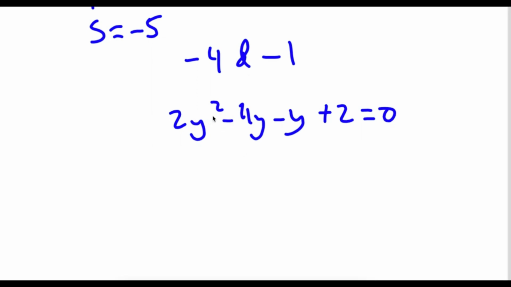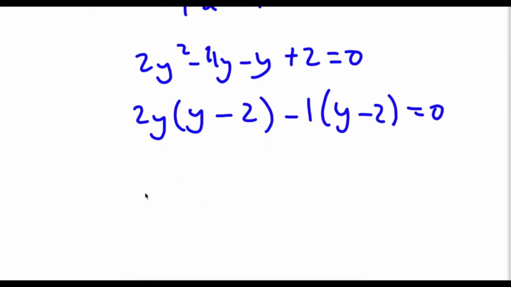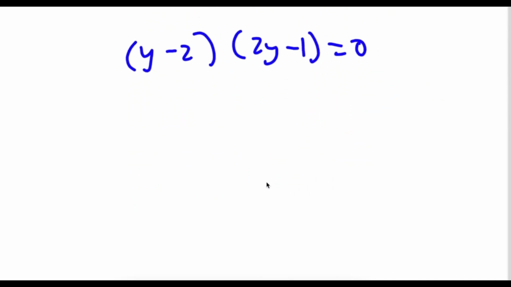So what is the greatest common factor of 2y squared and negative 4y? That's going to be 2y. So if I factor out 2y, I get 2y times 2y squared divided by 2y is y, minus negative 4y divided by 2y is 2. And now from negative y plus 2, I can simply factor out negative 1. So I have negative 1 times y minus 2. This is equal to 0. Now if I factor out y minus 2 from this, I get y minus 2 times 2y minus 1. It is equal to 0.